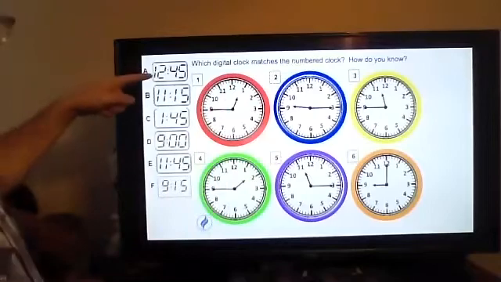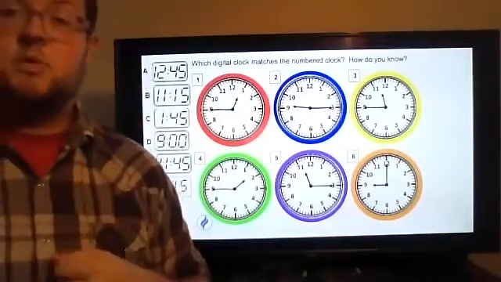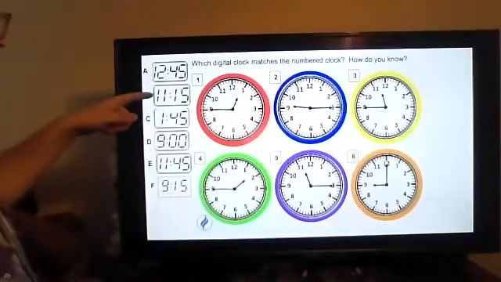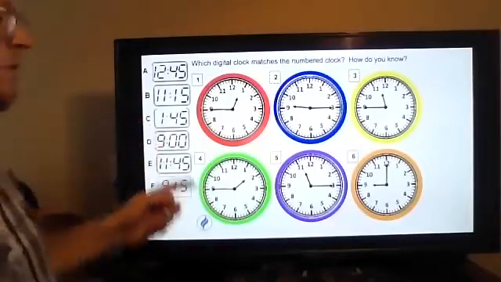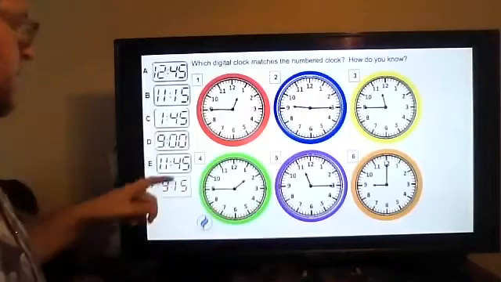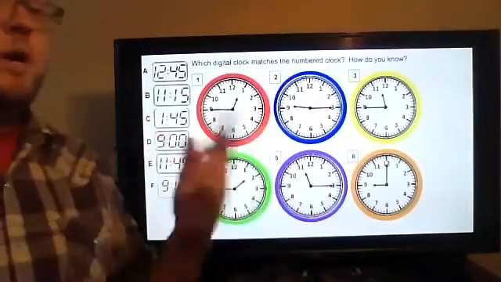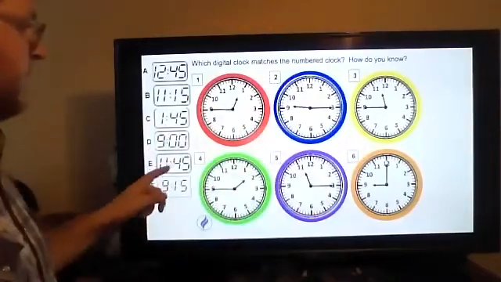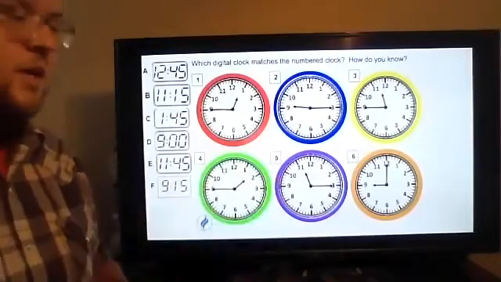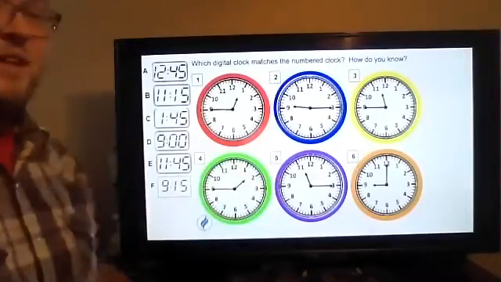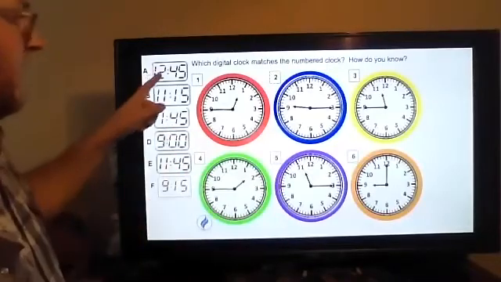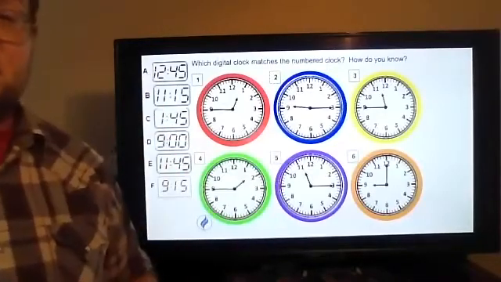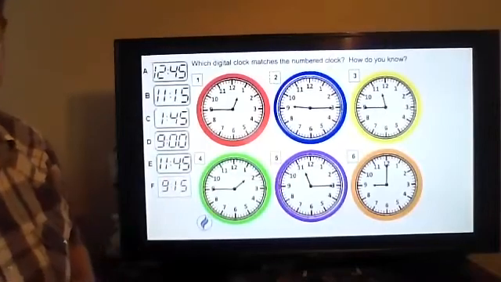So we have 12:45, which is still between 12 and 1. Then we have 11:15, not quite. 1:45, that's a little over. 9, that's way past. 11:45, that's still outside of that range. And 9:15, that's way outside of the range. So I think A is going to be my best answer. So let's go ahead and take a look.